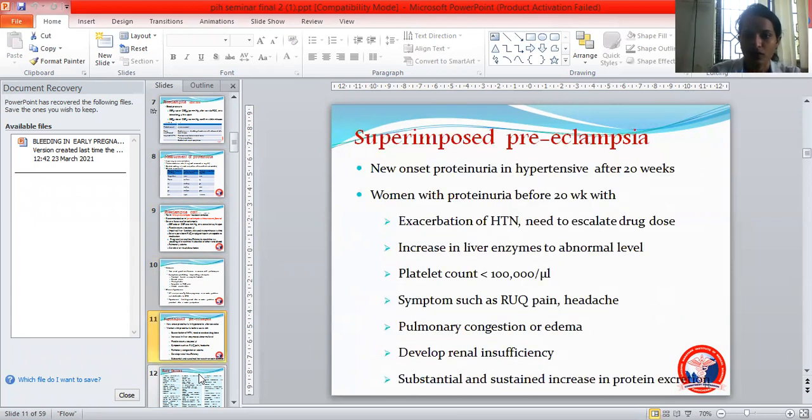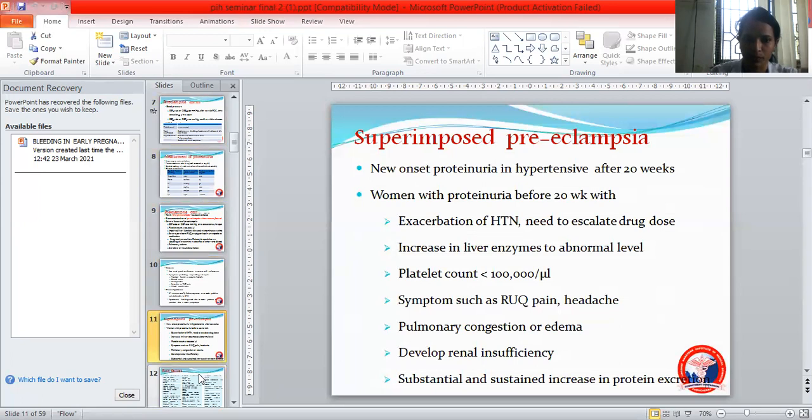So there's another variety called superimposed preeclampsia, when there is new onset proteinuria in a hypertensive patient after 20 weeks of gestation. That is, even if there is proteinuria before 20 weeks, but there is a sudden exacerbation of hypertension, or when there is a need to escalate the dose, then it becomes superimposed preeclampsia. Increase in liver enzymes to an abnormal level, or when the platelet count is less than 1 lakh per microliter, or if any of these symptoms of severe preeclampsia develop in a patient who is already preeclamptic, but they become severe after 20 weeks of gestation.